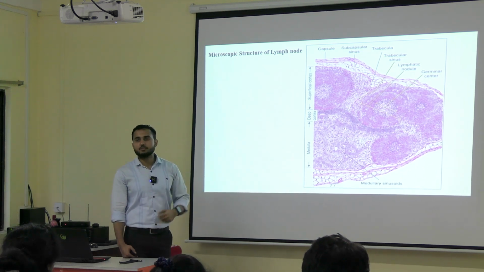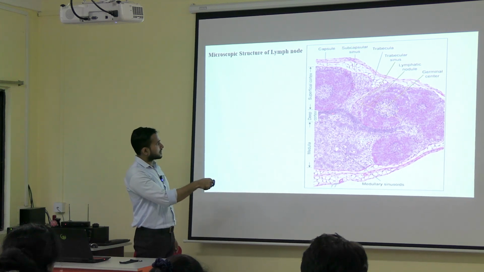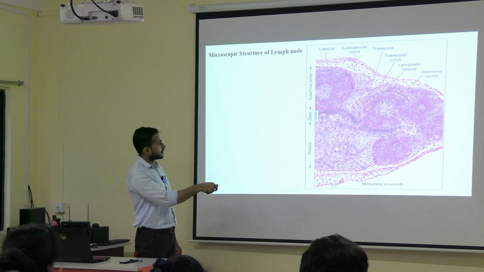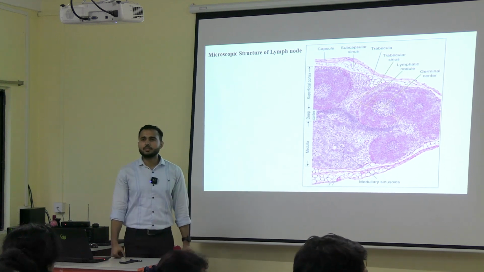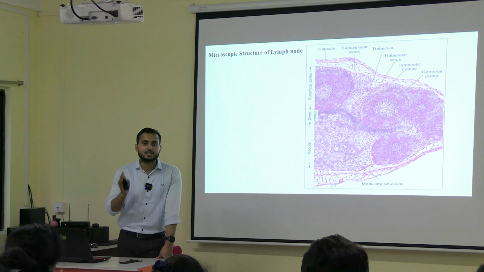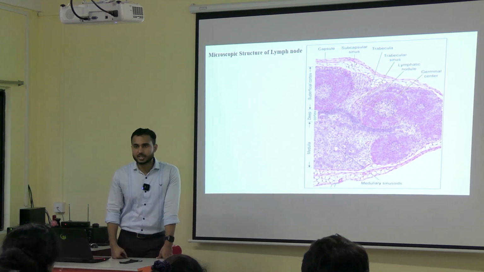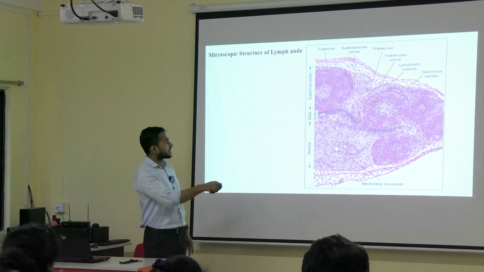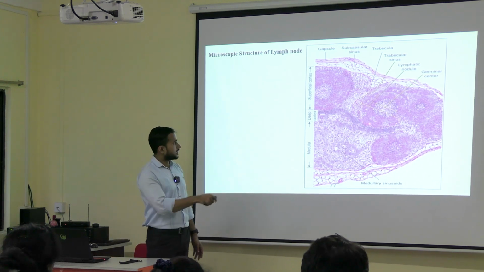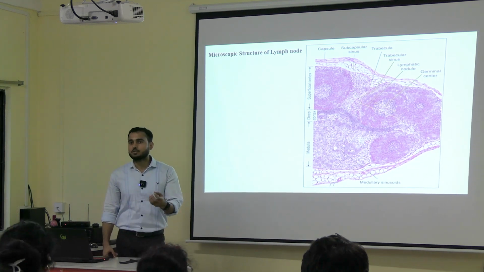Next, deep to that you will be getting the paracortex. Can you see this particular part? This is the paracortex. Paracortex is also called the thymus dependent zone. That means there will be aggregation of T lymphocytes. ठीक है. इसमें कौन सा रहेगा? B lymphocytes. Here you will be getting the T lymphocytes. ठीक है. So that is the paracortex.